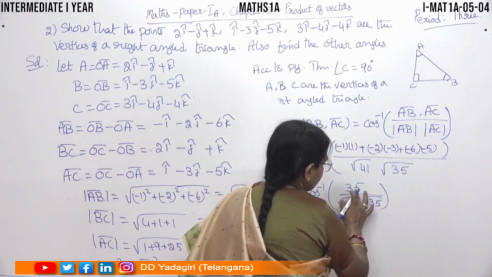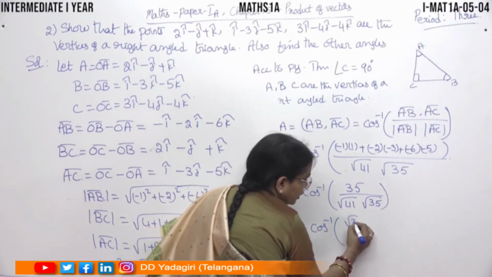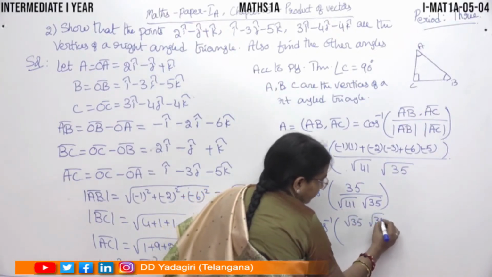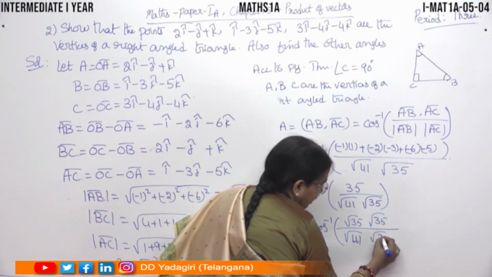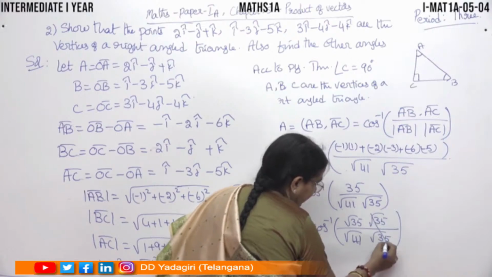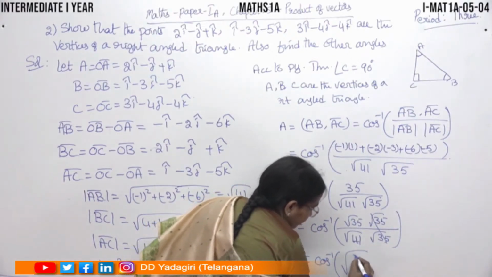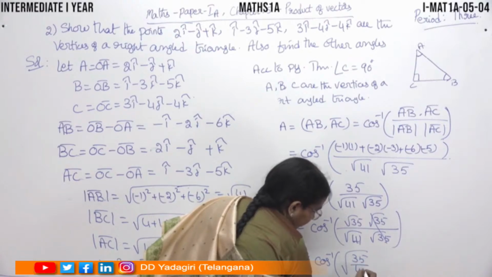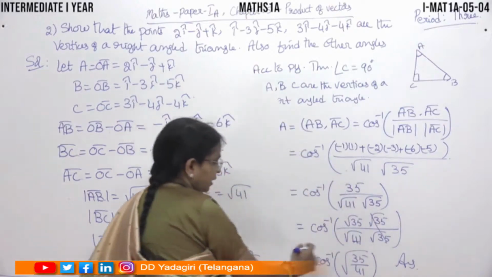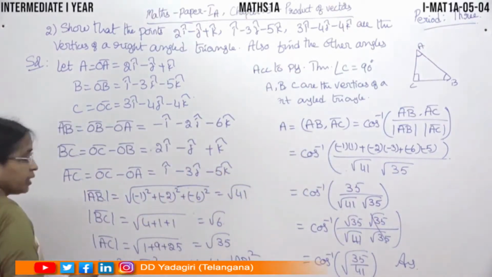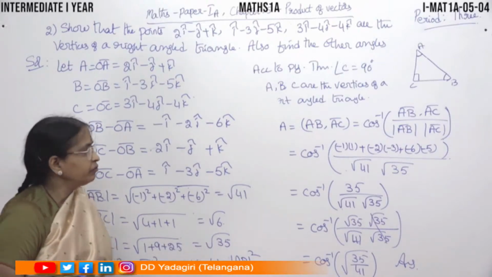Again this 35 you can write as root 35 into root 35, and then you can cancel root 35 and write it as cos inverse of root of 35 by 41. So this is one angle. So angle A is equal to cos inverse of root 35 by 41.